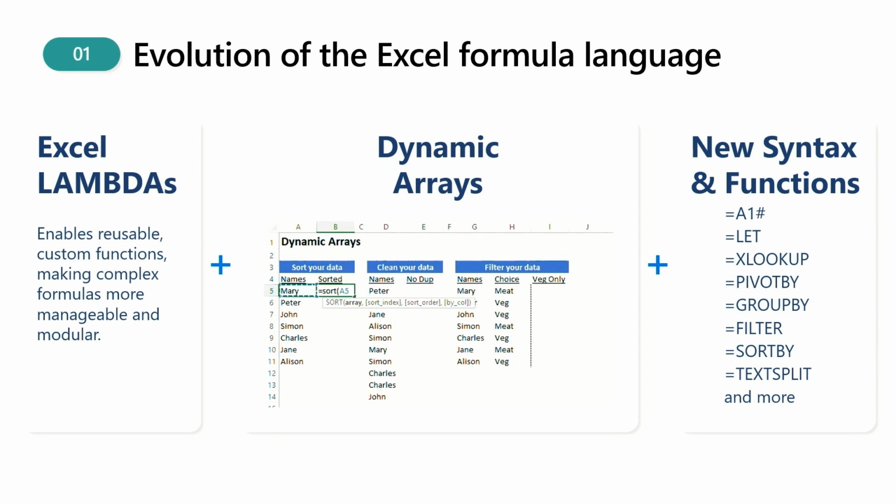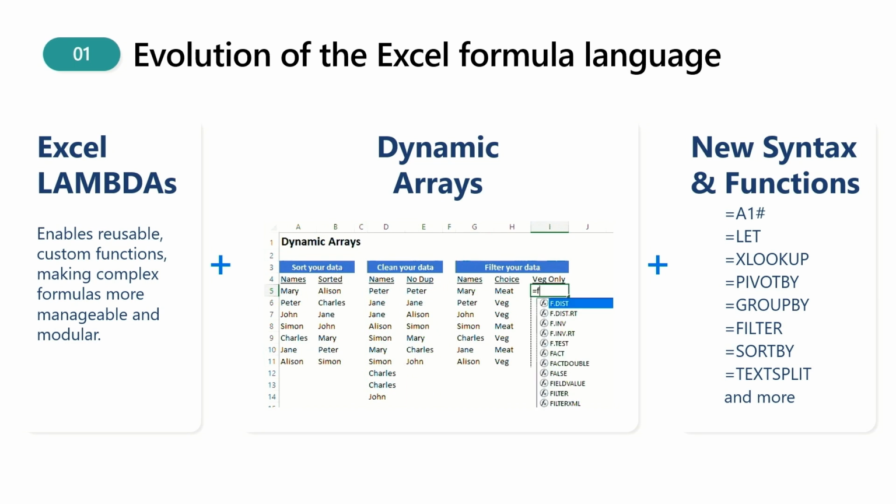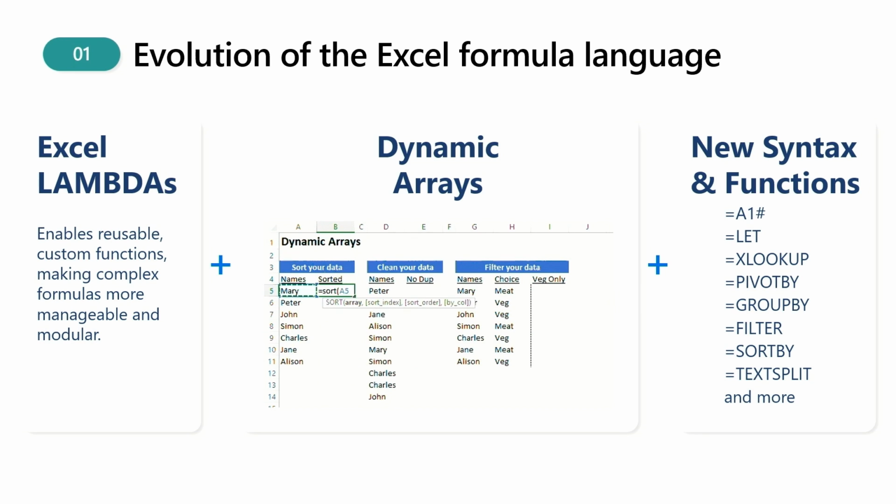In addition to Lambdas, which enables reusable custom functions, making complex formulas more modular and reusable, so reducing complexity in Excel, we now have things like dynamic arrays, which simplify using more complex input and output, such as arrays. In addition to that, we're continuing to add new functions, new syntax, new capabilities that take advantage of these two building blocks. Functions like LET and XLOOKUP and PIVOTBY and GROUPBY and FILTER and SORTBY and TEXTSPLIT and more and more and more. We're going to continue to push there.